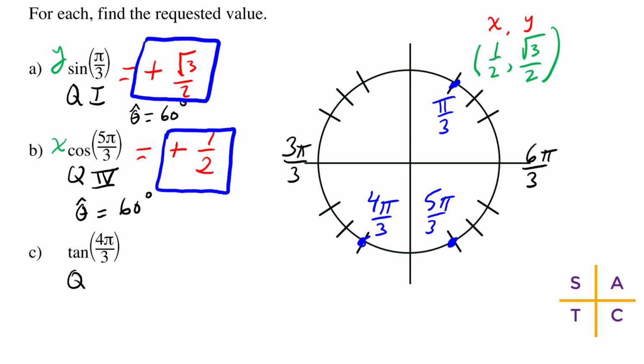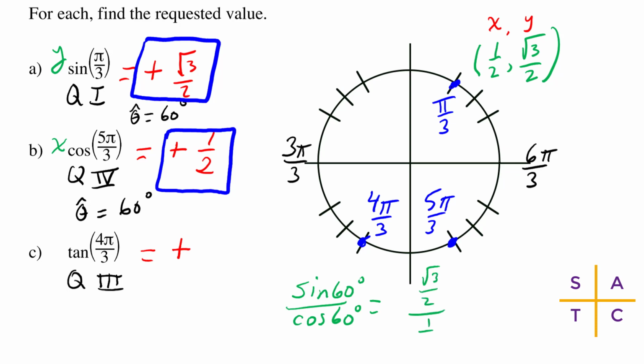4 pi over 3 is a quadrant 3 value, and tangent is positive in quadrant 3. Now again, if you don't already have this in your chart somewhere, or an easy access, or maybe you have it memorized, then you kind of need to figure it out. Hopefully though, what you want to do is not have to figure it out each and every time.